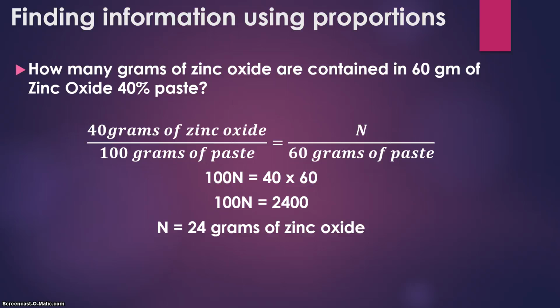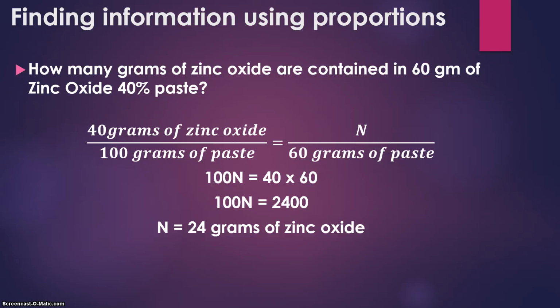So finding information using proportions. Let's try a few examples to solve these percent concentration problems. Okay, so how many grams of zinc oxide are contained in 60 grams of zinc oxide 40% paste? So we can set up a proportion to solve this. On our left hand side we have our known relationship, and on our right we put our unknown.